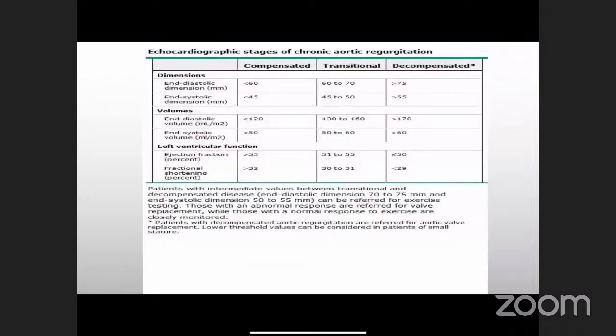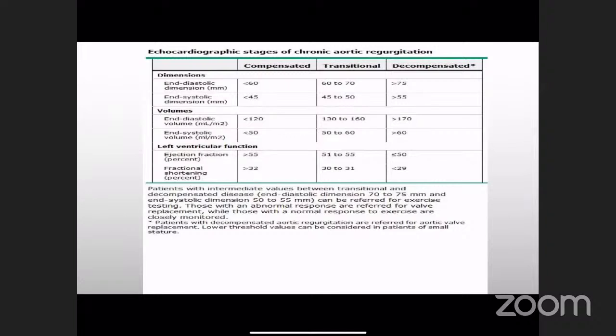These are the echocardiographic stages of chronic aortic regurgitation. As you see, systolic dimension and diastolic dimension. Less than 60 is compensated, transitional 60 to 70, and if it's more than 75, it's decompensated. And the diastolic dimension in millimeters, if it's less than 45, it's compensated. If it's between 45 and 50, it's transitional. If it's more than 55, it's decompensated.